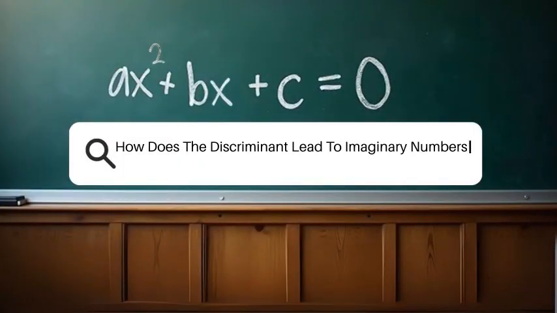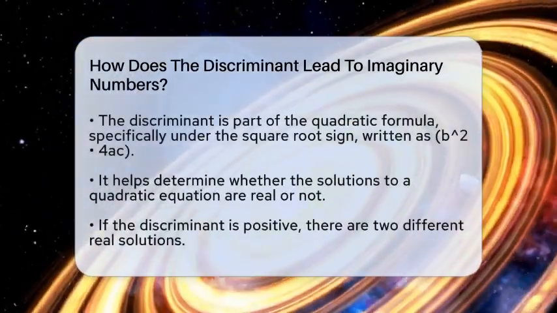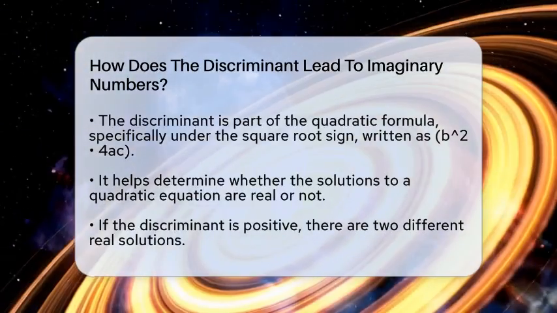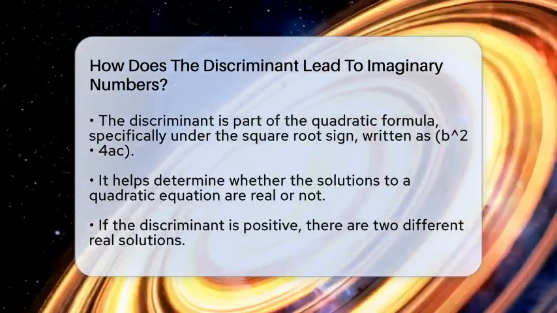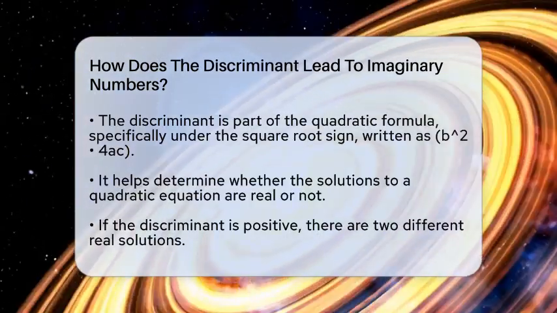How does the discriminant lead to imaginary numbers? Imagine solving a quadratic equation and hitting a wall where you can't find real solutions. That's when the discriminant plays a surprising role. It's a small part of the quadratic formula but holds big clues about the solutions.